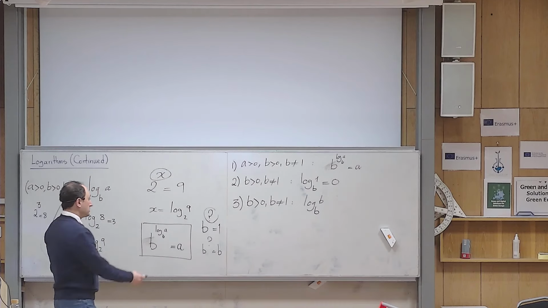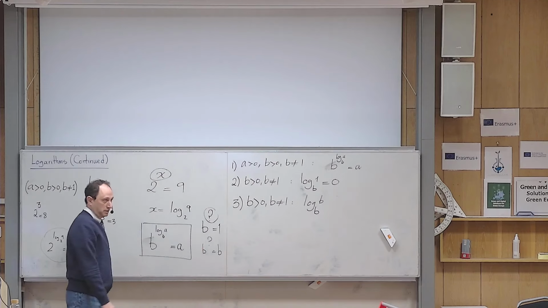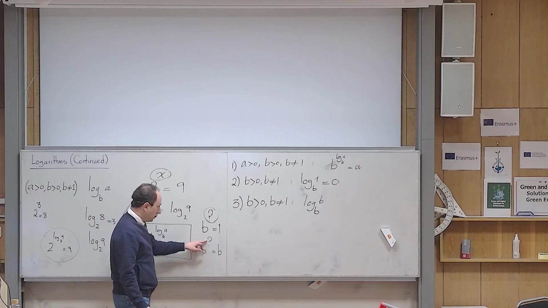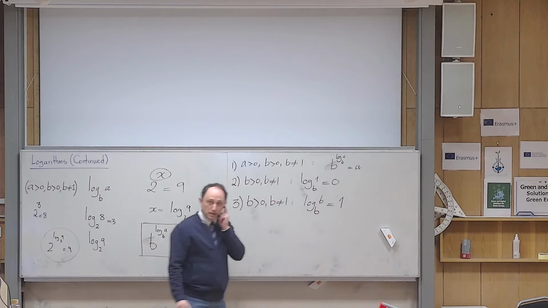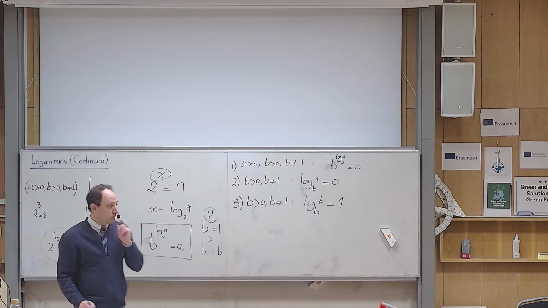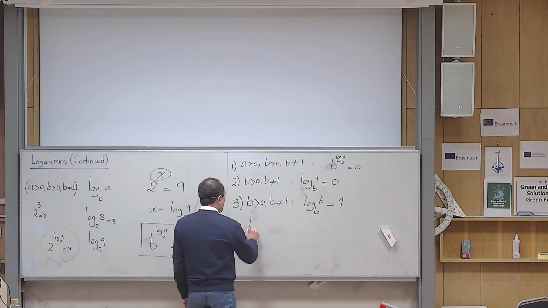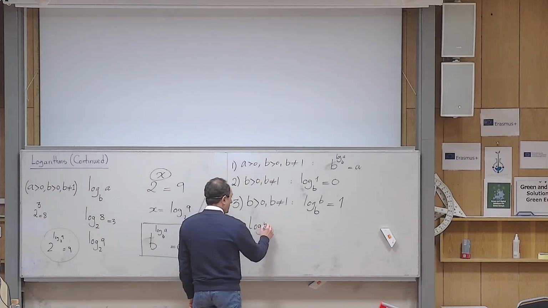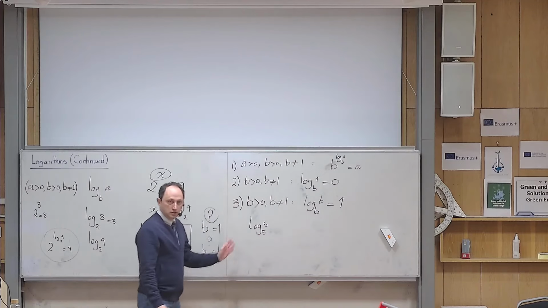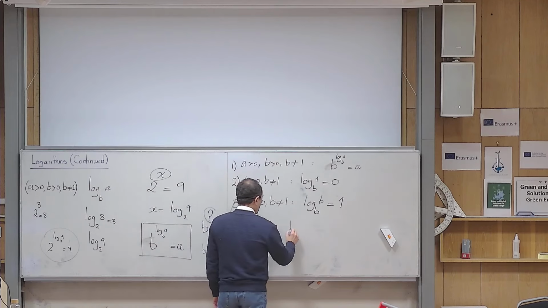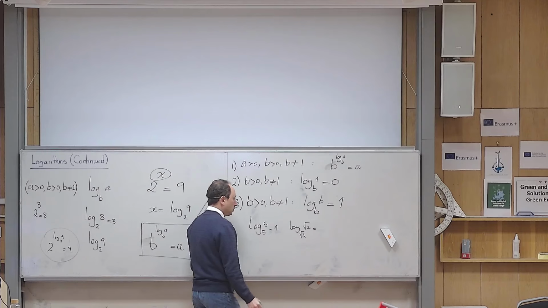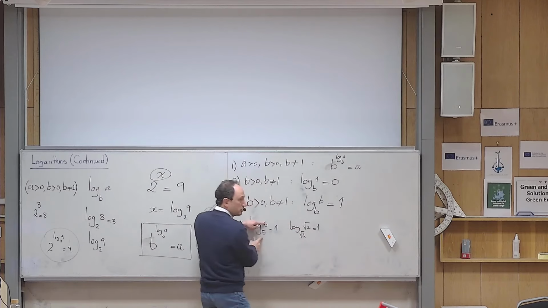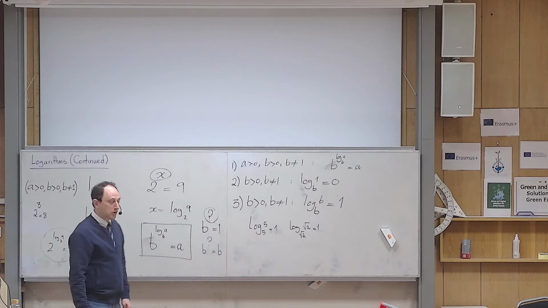No, b to power 0 is 1. Yes? 1. b to power 1 is b. So the logarithm of any number in its own base is equal to 1. So it doesn't matter. For example, if I ask you what is the logarithm of 5 to the base 5, what the answer is? That's 1. If I give you what is logarithm of square root of 2 to the base square root of 2, the answer is again 1.